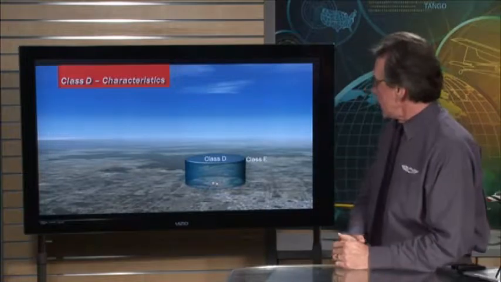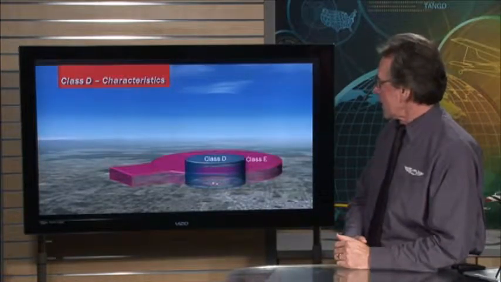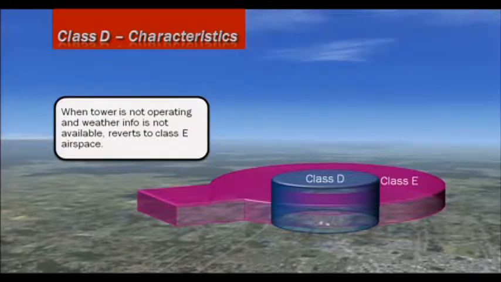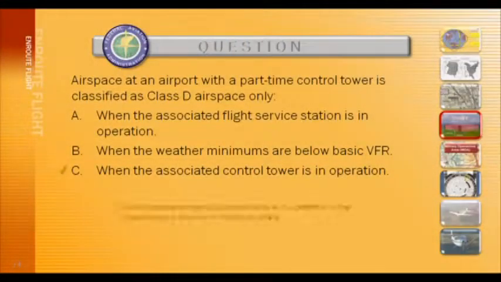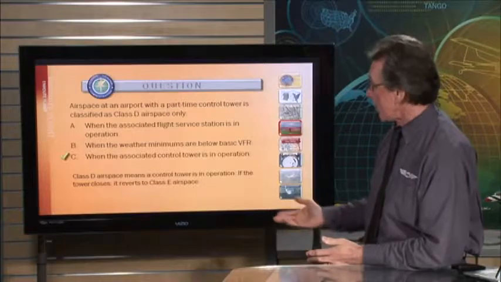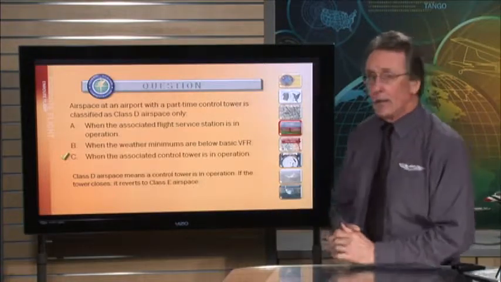Now, from your classroom discussions, you recall these graphics. Class D airspace surrounded by Class E airspace. When the tower is not operating and weather information is not available, it reverts to Class E airspace. So the correct answer here would be C, when the associated control tower is in operation. Class D airspace means a control tower is in operation. If the tower closes, it reverts to Class E airspace.